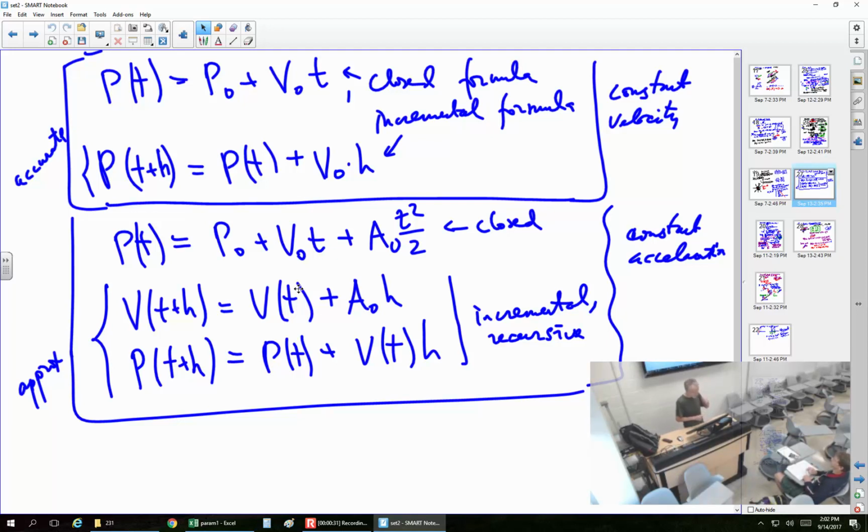Okay, so the formula is already here, but the way we did it last time was explicit. We used the top formula, which is the closed form formula, and the next one is in fact the incremental formula, an approximation for motion which is uniformly accelerated. In other words, the acceleration is fixed. So we're going to just do it from scratch.